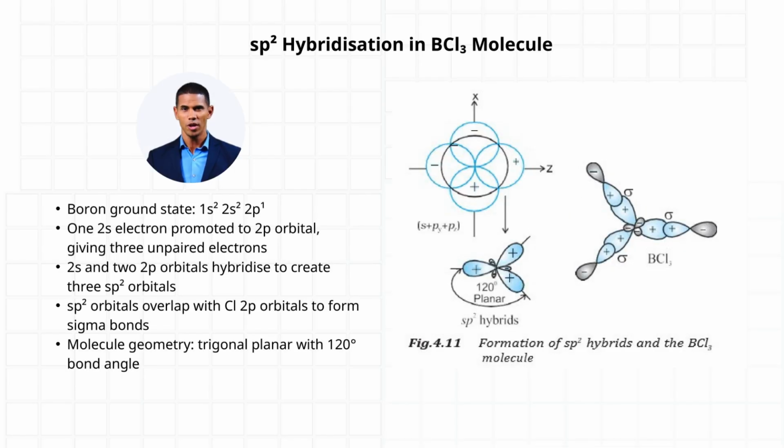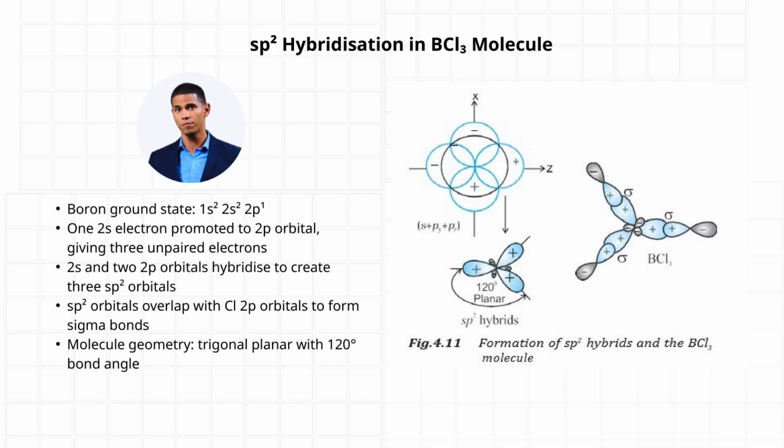Let's take boron trichloride, BCl3, as a perfect example of sp² hybridization. The electronic configuration of boron is 1s², 2s², 2p¹, meaning it has one unpaired electron in the 2p orbital. When forming BCl3, one electron from 2s is promoted to the 2p orbital, resulting in three unpaired electrons. Now one 2s and two 2p orbitals hybridize to form three sp2 hybrid orbitals.